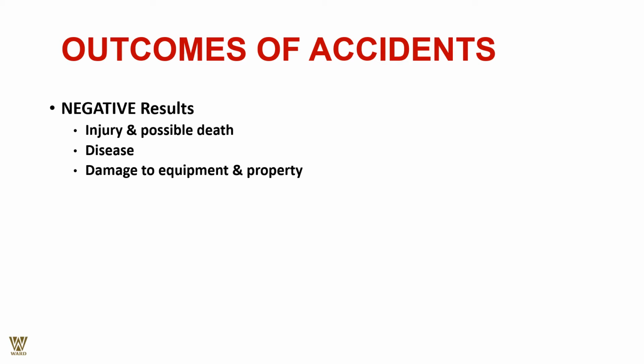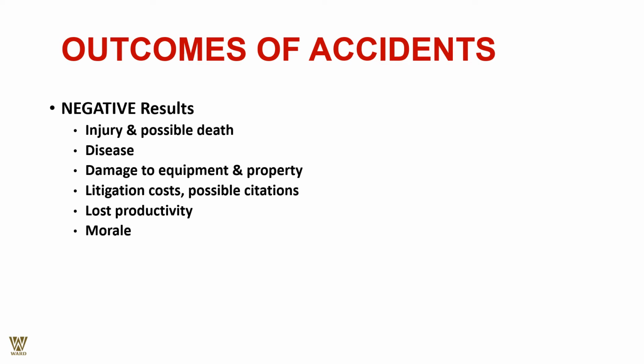That is one point that needs to be taken into consideration. Now, what are the damage to equipment and property as the case might be? The litigation cost, the possible citations that happen. So we have so many negative results: injuries, death, diseases, damage to equipment, property, litigation cost, possible citation, lost productivity, lost man days, lost machine hours. The morale might go wrong.